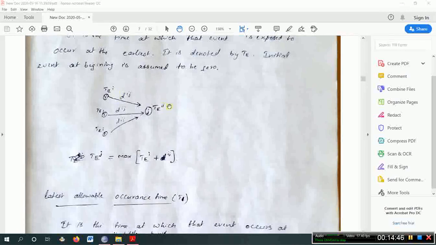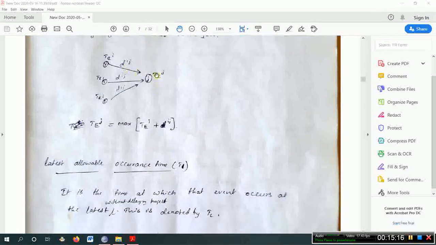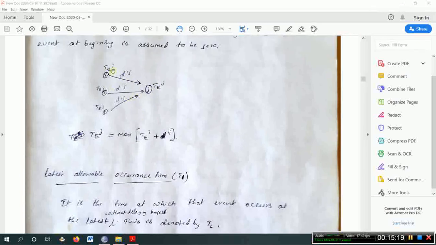If in any network, for the end event, these are all the starting events leading to this end event, there are three activities towards this event. The ending event is only one, but there are three starting events, so all three activities end here. In this case we have to calculate the timings here, the activity time. So TI and Dij is the activity time.